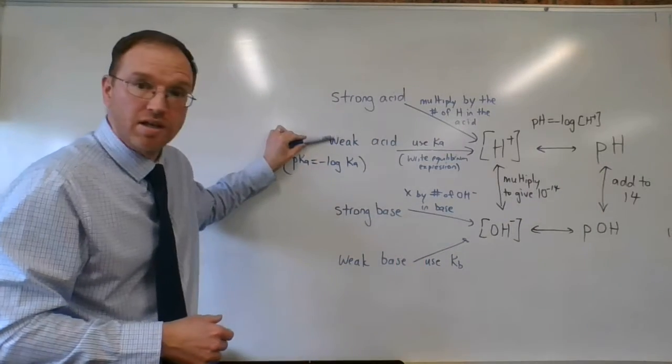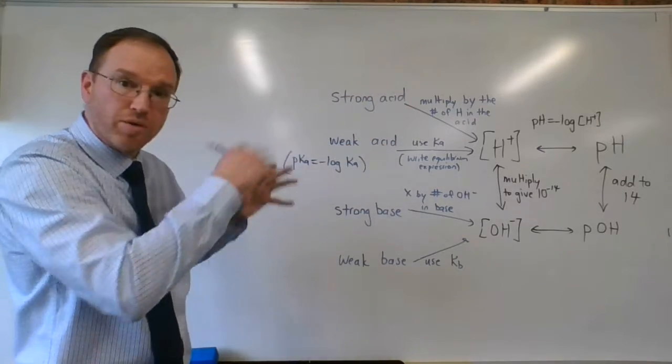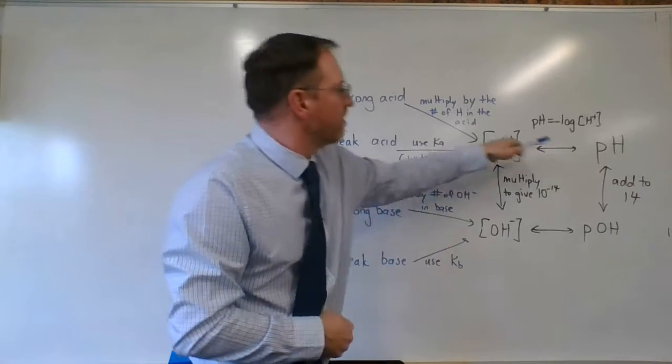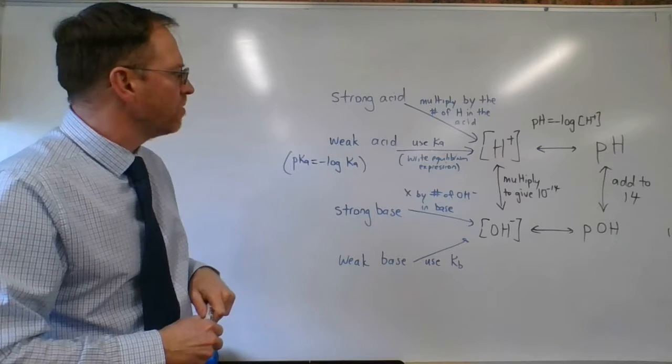A weak acid, I need an acid dissociation constant. I write an equilibrium expression. I can use that to work out the concentration of hydrogen ions. Then I can work out pH. Weak base, almost the same as a weak acid. Now, one other trick here.